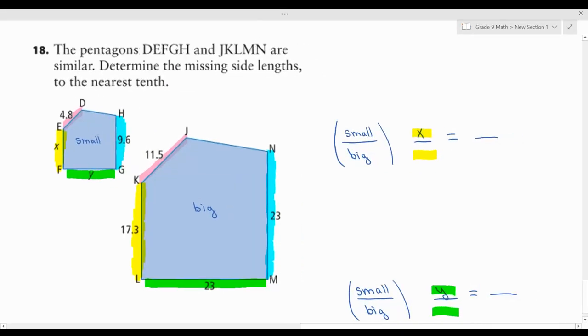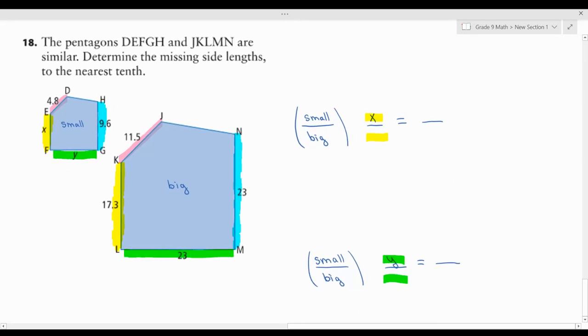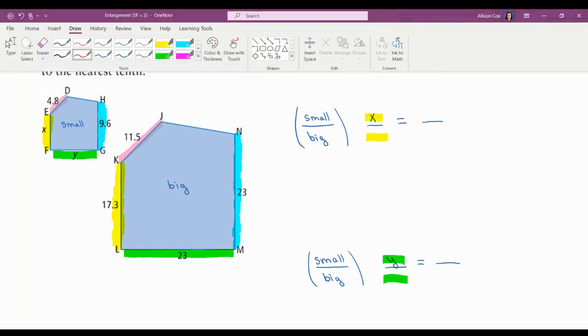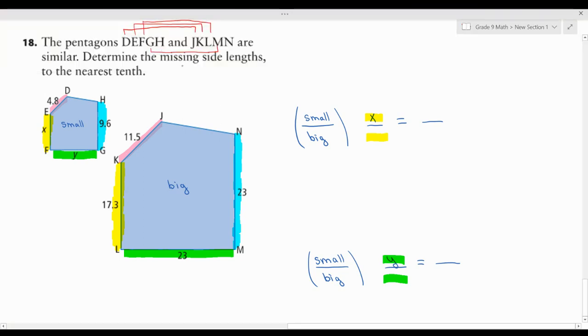Okay, last one. Tied to similar polygons again, you have the pentagons DEFGH and JKLMN, and they're telling you they are similar. The way this is listed means these angles would match, those would match, those match, and those match. We're trying to determine the missing side lengths. There are 2 of them. We want to find X and we want to find Y. I label it small, big. I already highlighted the sides that are related to each other.